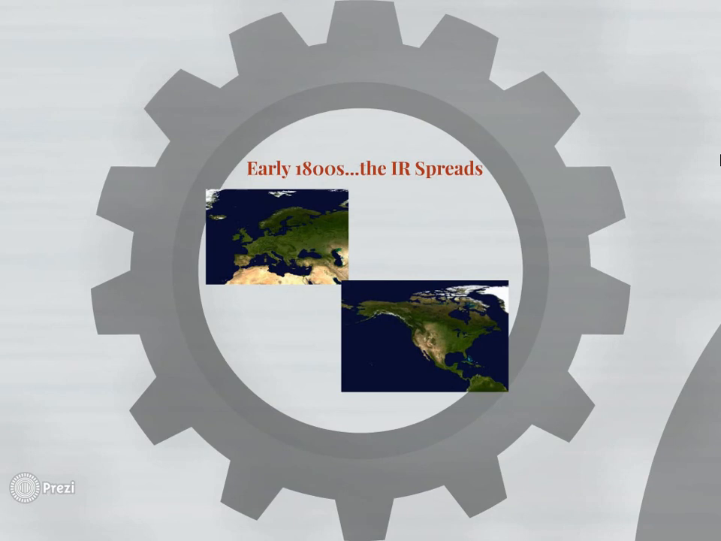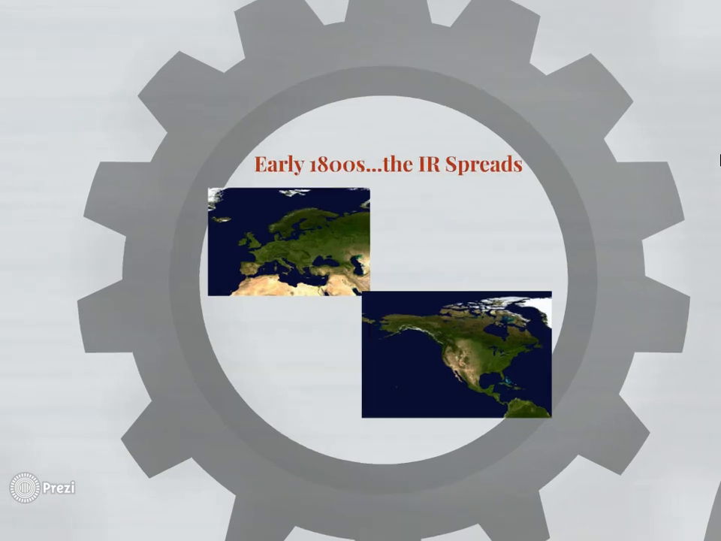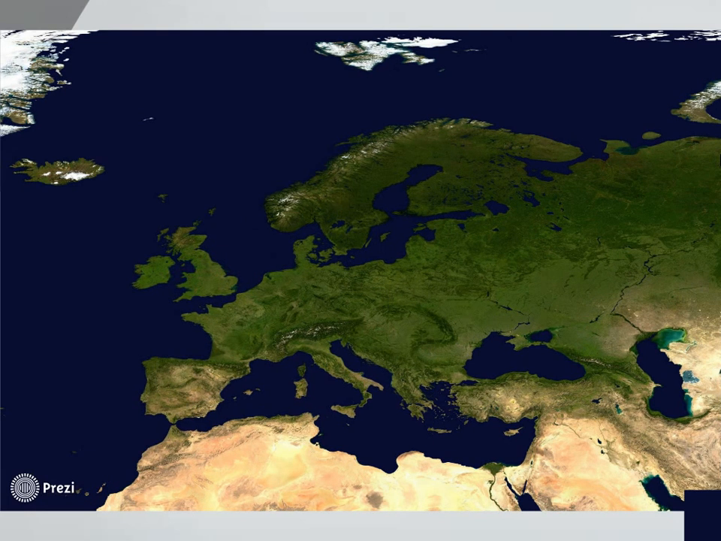Now, in the early 1800s, the Industrial Revolution is so successful in the United Kingdom, it starts to spread to other parts of the world. And the first place it spread, this is Western Europe. Here would be the United Kingdom right here. This would be Spain, France, Italy, Germany. This would be Scandinavia, Norway and Sweden and Finland. So this is where the Industrial Revolution is going to spread to. It's going to spread from here to here.